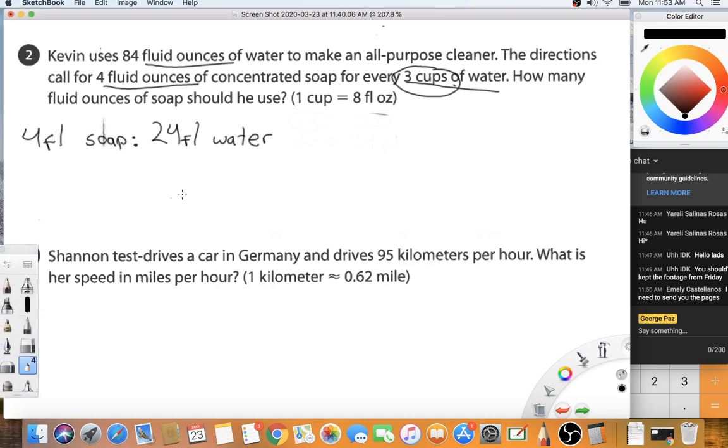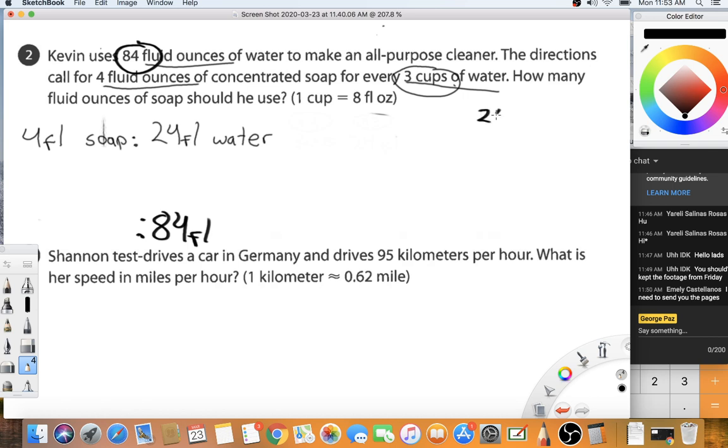There we go. Now, it says that Kevin uses 84 fluid ounces of water to make it. So now this is the ratio they use. This is what the directions say you have to use. But it says that Kevin used 84 fluid ounces of water. So instead of 24, he used 84 fluid ounces of water. Now, how do you get from 24 to 84? We can try skip counting and see if it gets there.